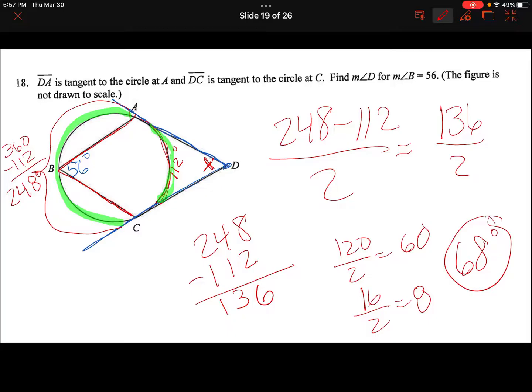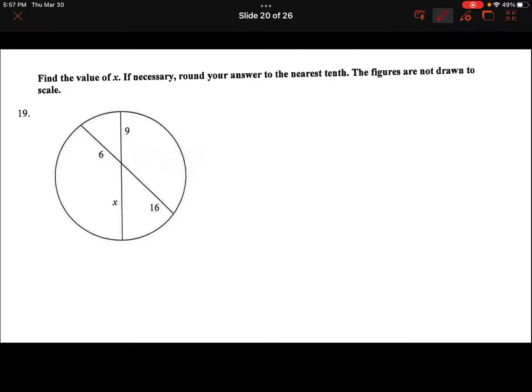Check me. All right, looking at number 19. This is one of those where you have two chords meeting inside and you're looking for a segment measure. So take one of the chords, find the two pieces of the chord. That red chord has pieces of 9 and x. I'm going to multiply those together.